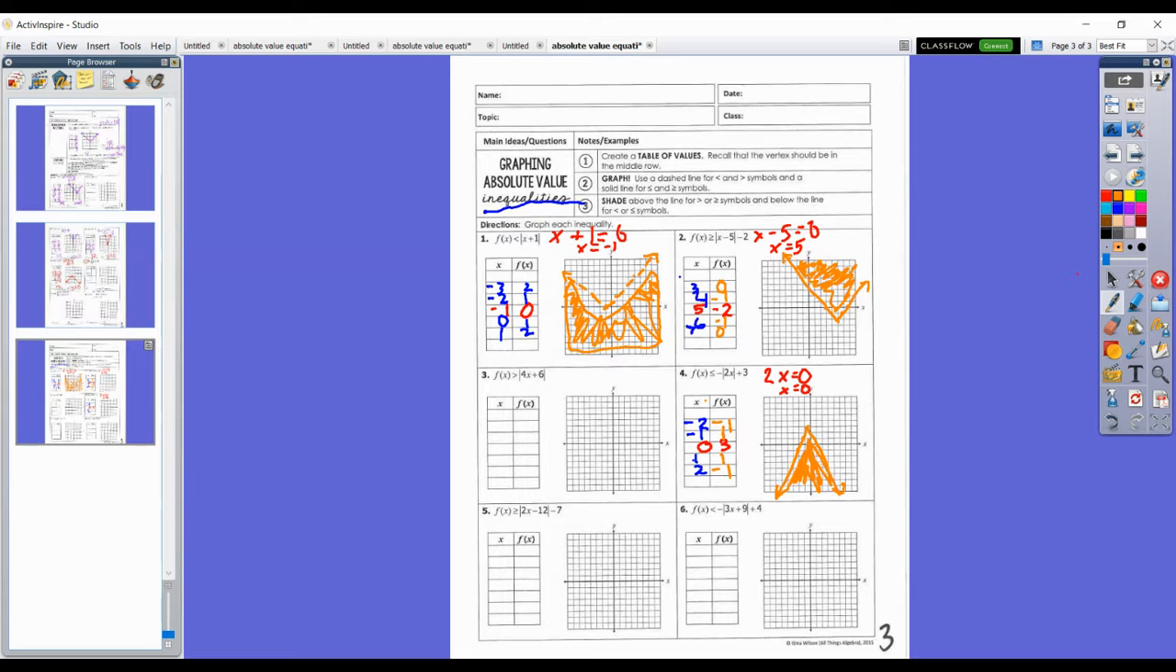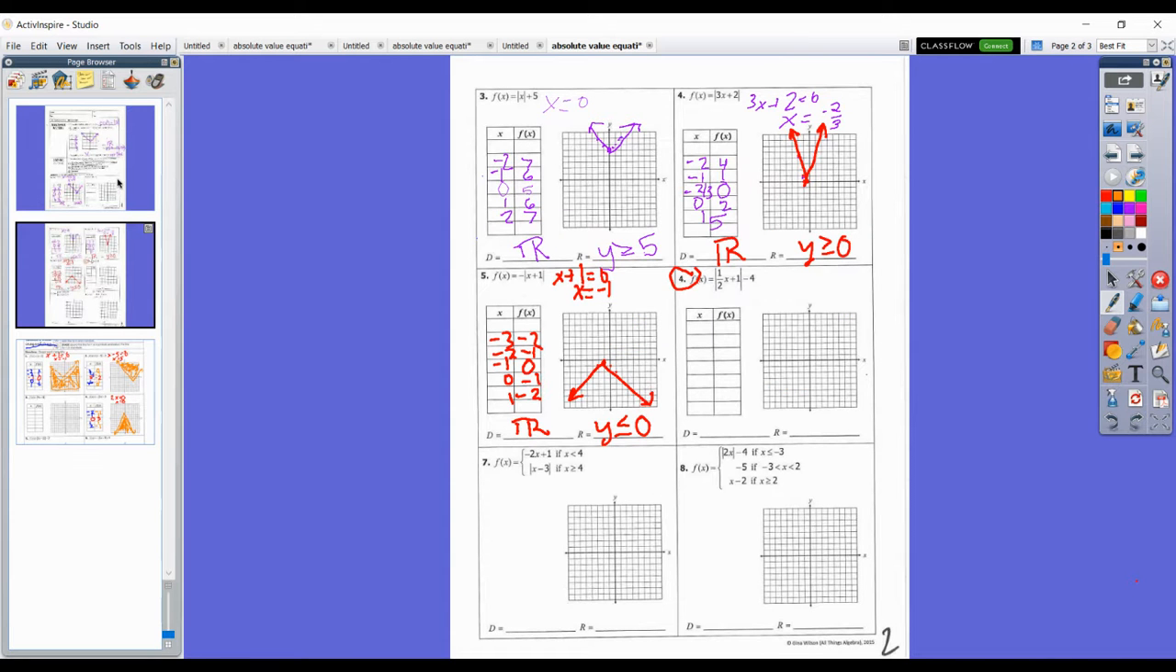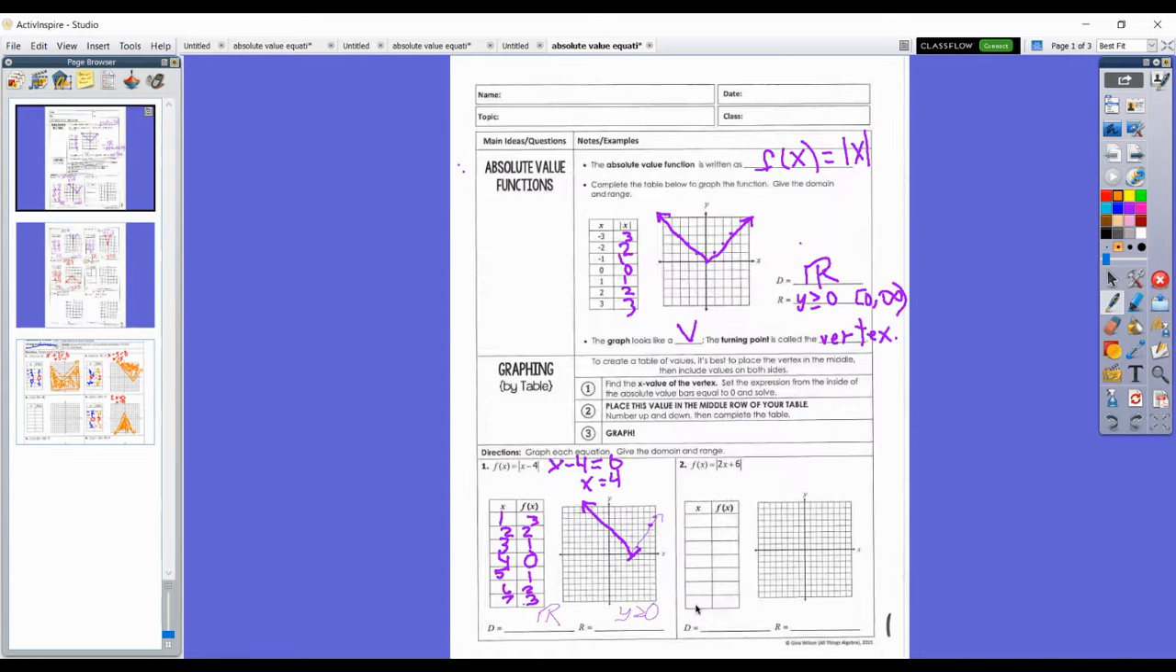Awesome. So that's what I wanted to show you today, all about inequalities. It's not much different than what we did in the last video with these problems here, okay? All right, cool.